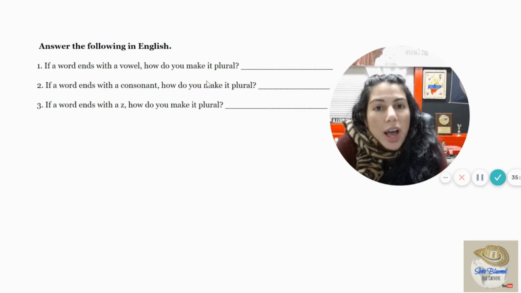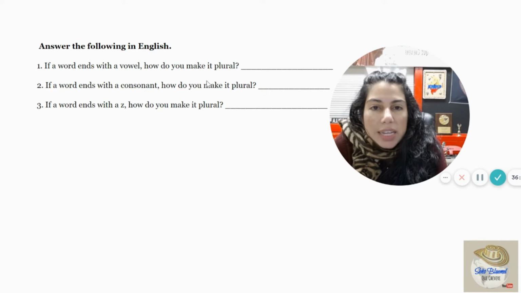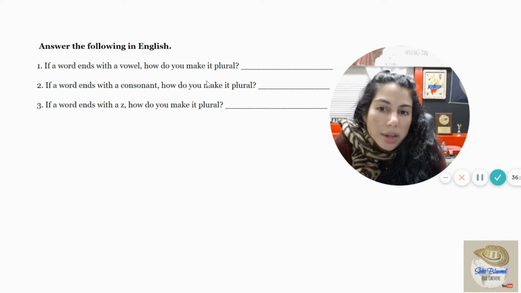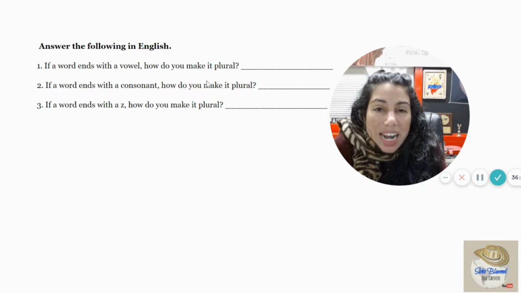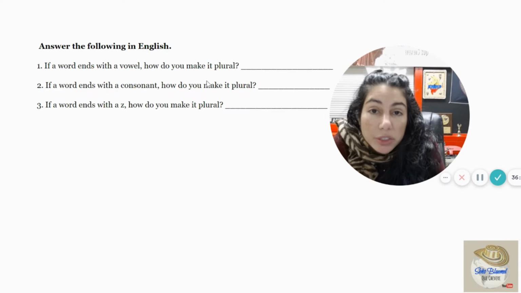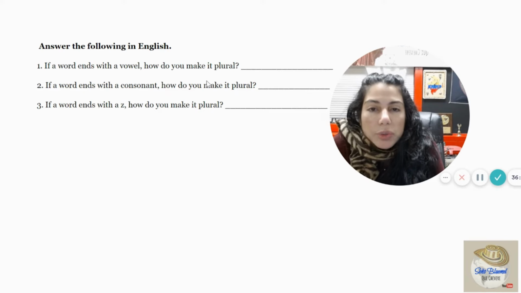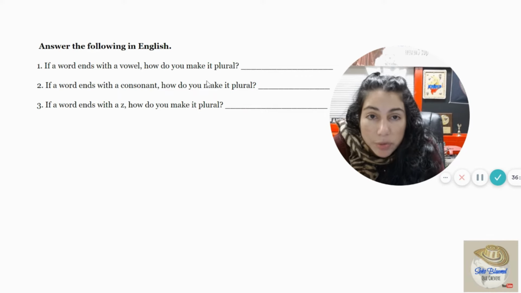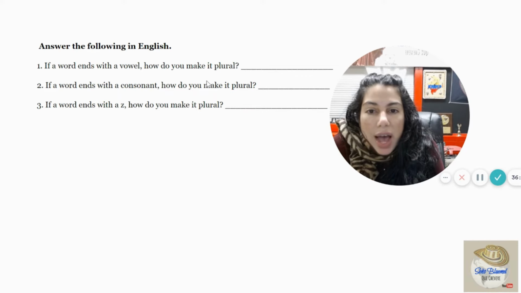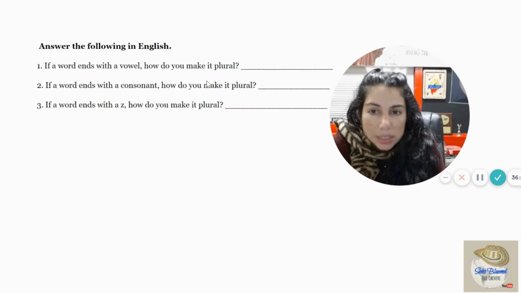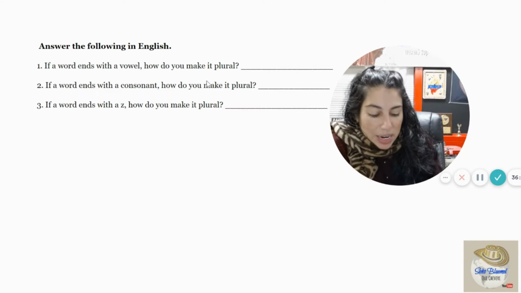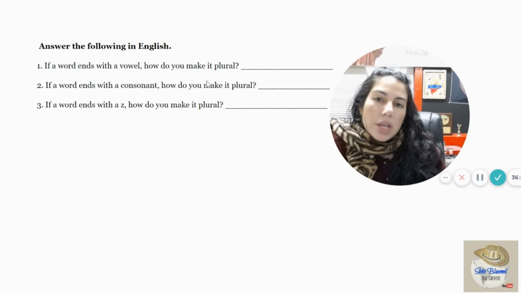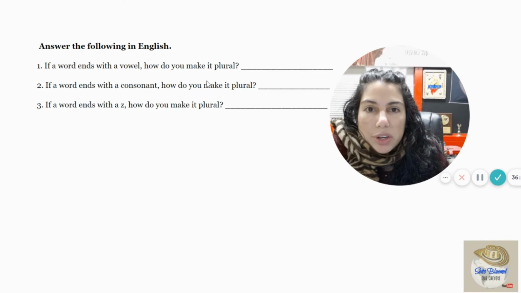If a word ends with a Z, how do you make it plural? So for that one, you have to change the Z to a C, and then you add an ES. So one common example is the word lápiz, which is pencil. So to say pencils, you would say lápices. So you change the Z for a C, and then you add an ES. So that's what you need to write there in your study guide. So make sure you pause the video and you make those notes.